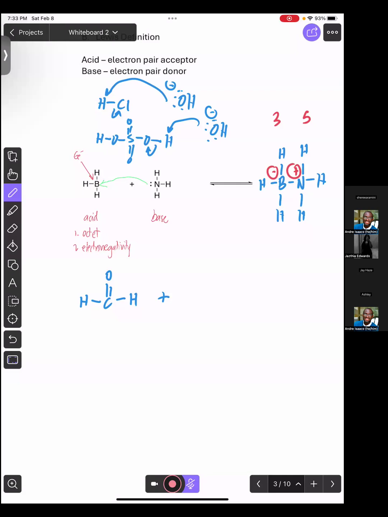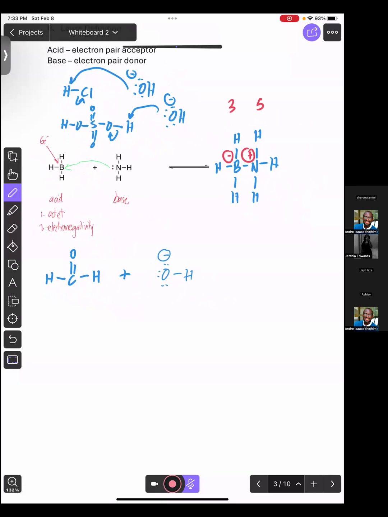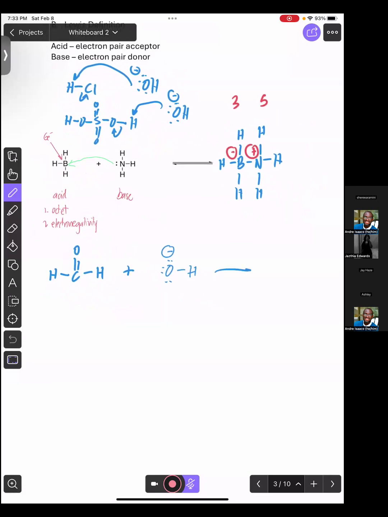So let's see if you can do this one. Let's try to see what a possible outcome would be for these two reacting with each other. There's my equilibrium. And you can put your electrons on if you'd like. So what's a possible outcome? Which one is the acid and which one is the base?